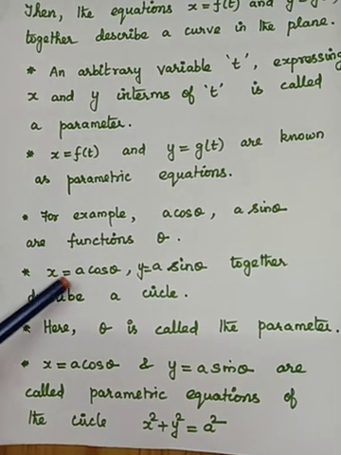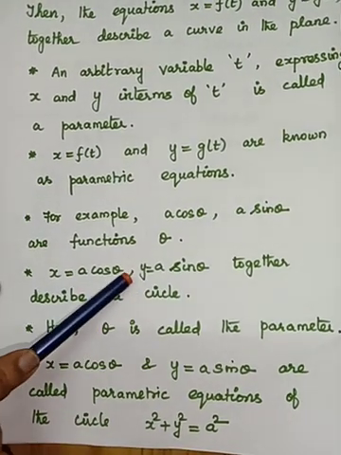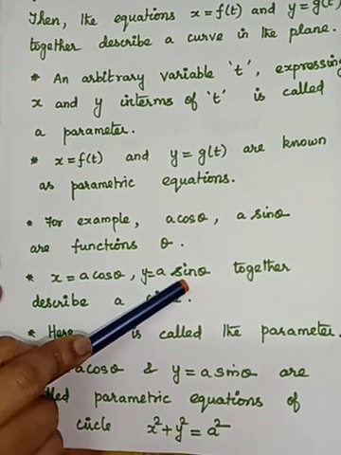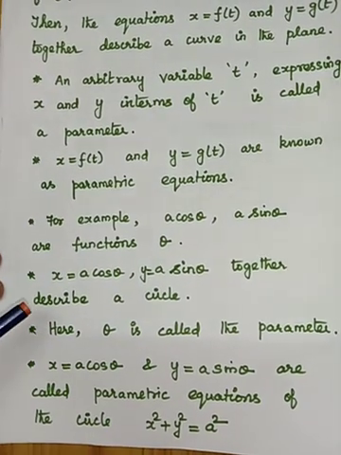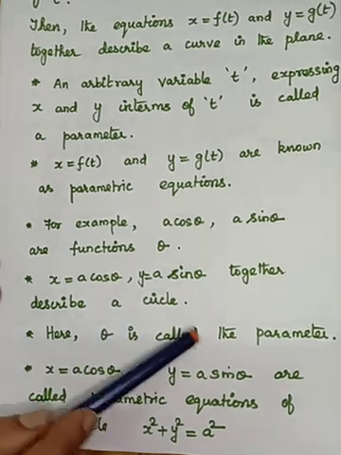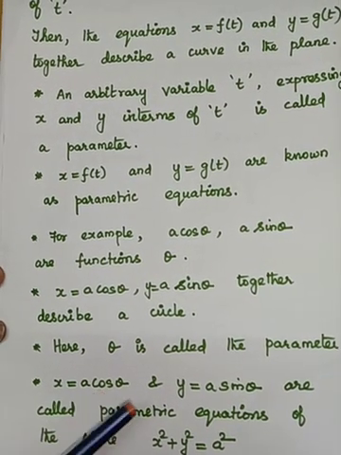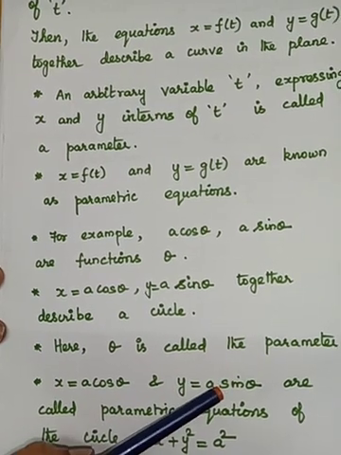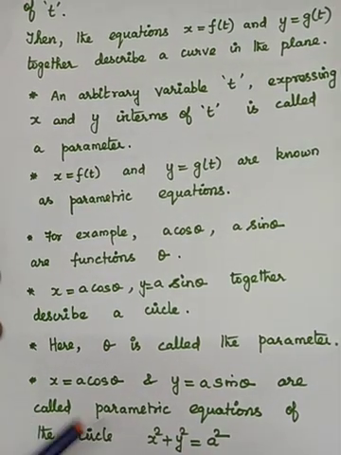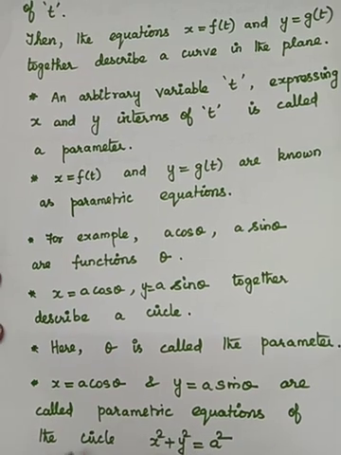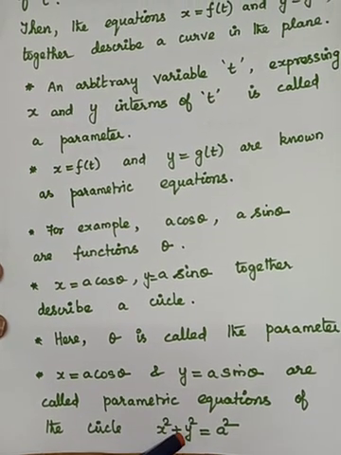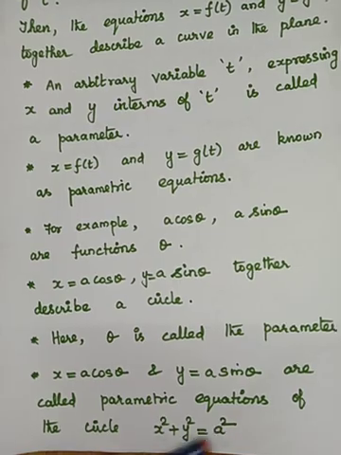When you write x is equal to a cos theta and y is equal to a sin theta, together they describe a circle in the plane. So x equal to a cos theta and y equal to a sin theta are called the parametric equations of the circle, x squared plus y squared is equal to a squared.